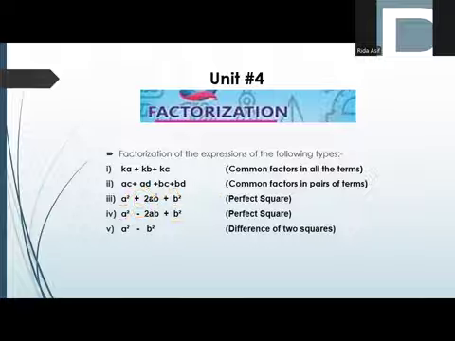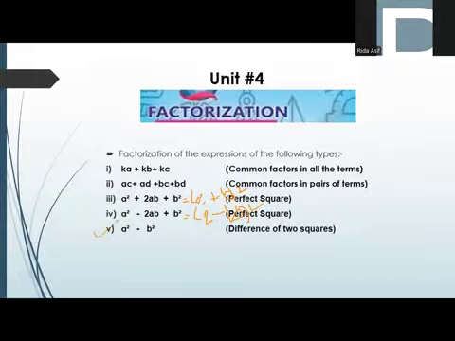As we know, a square plus 2ab plus b square is equal to a plus b whole square. In the same way, a square minus 2ab plus b square is equal to a minus b whole square. So in this way, we can do the factorization when we are having two perfect squares with the 2ab term. Okay?